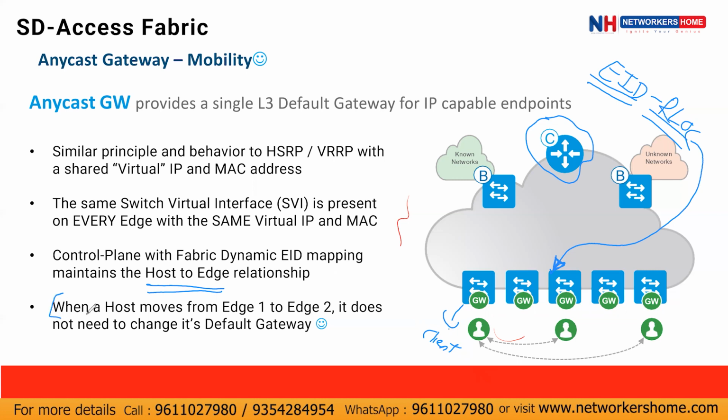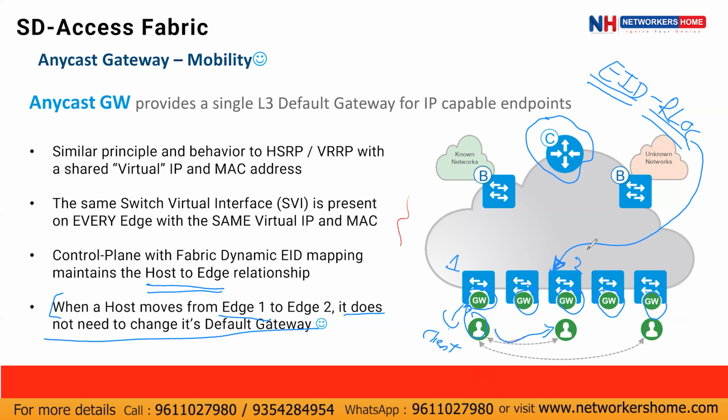So when a host moves from edge 1, consider this as edge 1, this is already connected on edge 1. If it moves to edge 2, it does not need to change its default gateway because the gateway is already present. Suppose we have more than one SVI. Obviously you'll have more than one SVI. So all these SVIs are present in every edge node, right? Yes, you're correct. Every SVI will be present on every edge node.